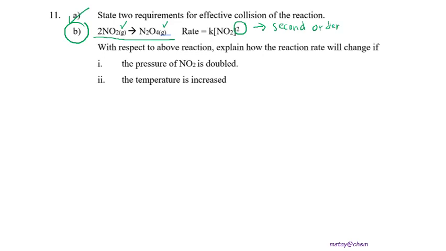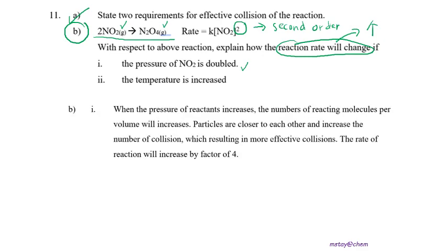With respect to the above reaction, explain how the reaction rate will change if the pressure of NO2 is doubled. Basically, we already know that if the concentration increases, the rate of reaction will also increase. But because in this question they show us the rate law, we know that if the concentration is doubled, the rate of reaction will also rise to the power of 2. So when we mention that the pressure of the reactant increases, in this case you can actually replace the term reactant with NO2, which better fulfills the requirement of the question, because when you mention that the pressure of the reactant increases, this is too general.